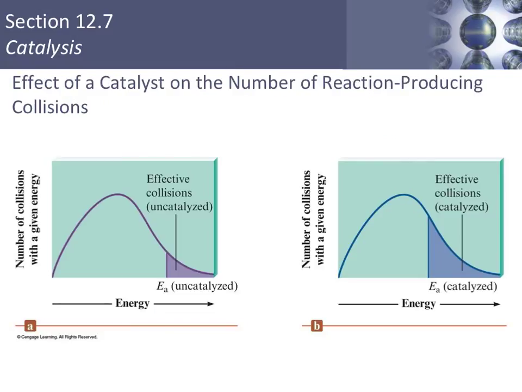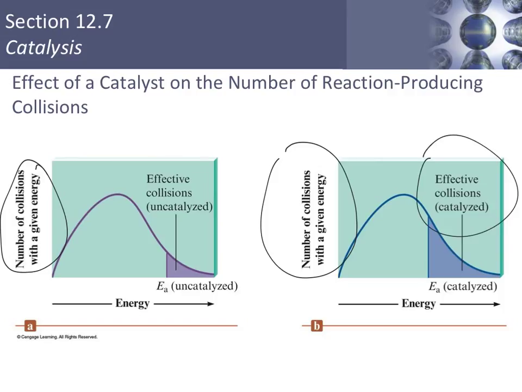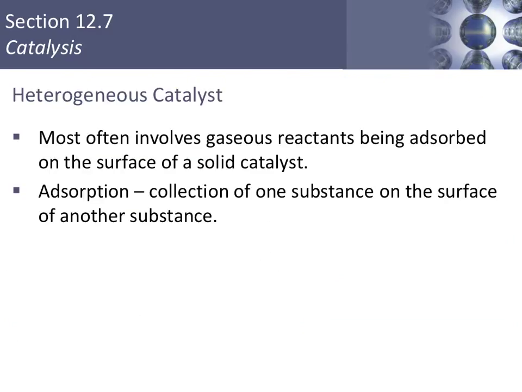Here again, we see because a catalyst provides a reaction pathway with a lower activation energy, a much greater fraction of the collisions is effective for the catalyzed pathway compared to the uncatalyzed pathway. Remember, effective collisions are collisions that produce product. Catalysts can be classified as homogeneous or heterogeneous. A heterogeneous catalyst exists in a different phase and is usually a solid.